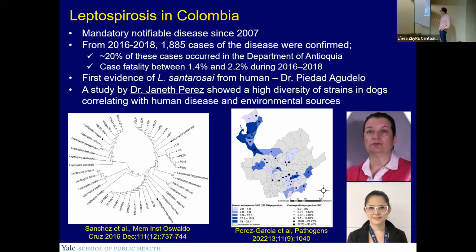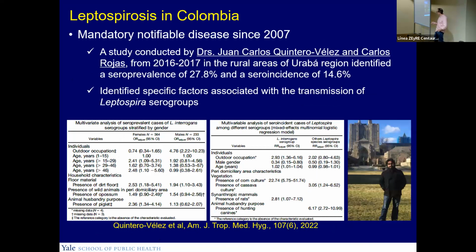And this is a more recent study by Janet Perry-Garcia, which is very interesting. They looked at dog infection and correlated it with human cases. You see the colors here: the darker the color, the more cases of positivity in humans, and the little circles are where the dogs are positive. You can see there's a huge overlap between where you have dogs and where you have human cases. It brings back the interesting epidemiology of leptospirosis: either the dogs are helping create more spillover in humans, or because they live in the same environment, the two populations are independently positive.